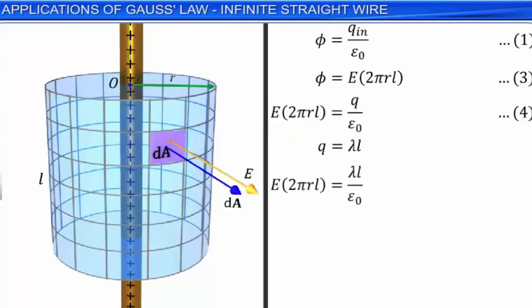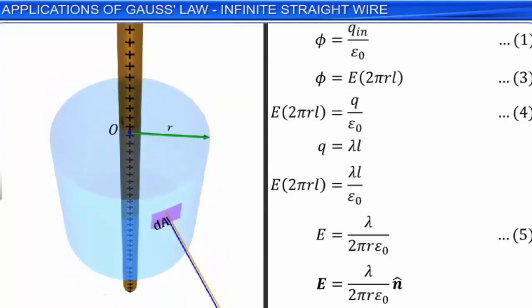Vectorially, E is expressed as lambda by 2 pi epsilon naught into n cap, where n cap is the radial unit vector in the plane normal to the wire. Vector n cap will point away from the wire if lambda is positive, and it will point towards the wire if lambda is negative.